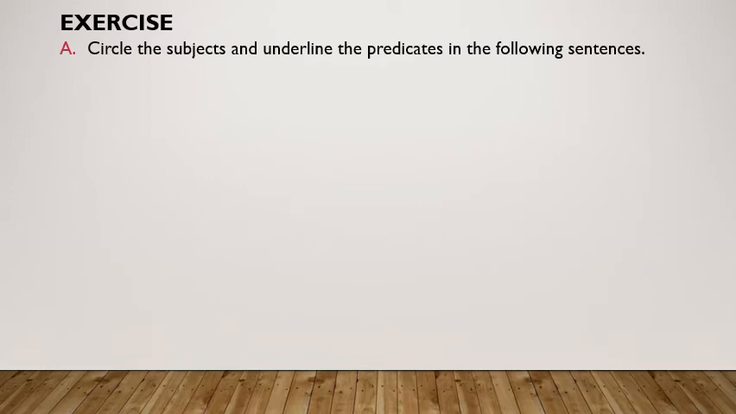Now let's have a look at this exercise from your book. Exercise A. Circle the subjects and underline the predicates in the following sentences. Let me do few for you. First, the bird is flying. So as I've told you, use the trick here. What is the verb? Is flying. Then ask the question. Who is flying? The bird. So the bird is being circled, which is the subject, and is flying becomes the predicate.